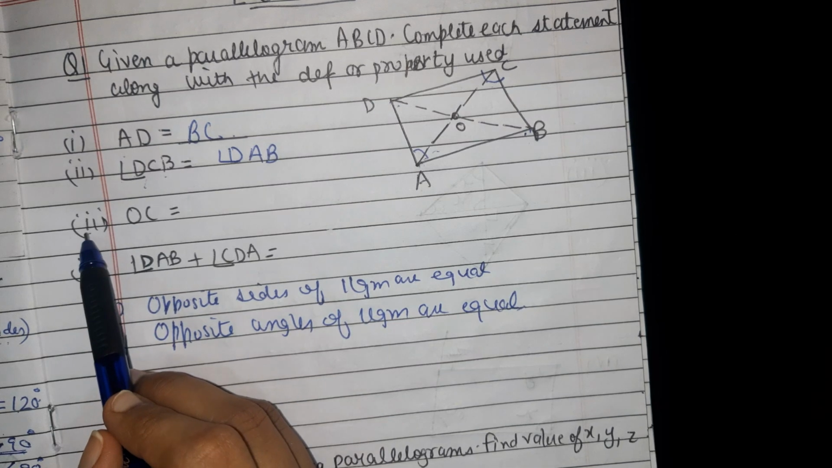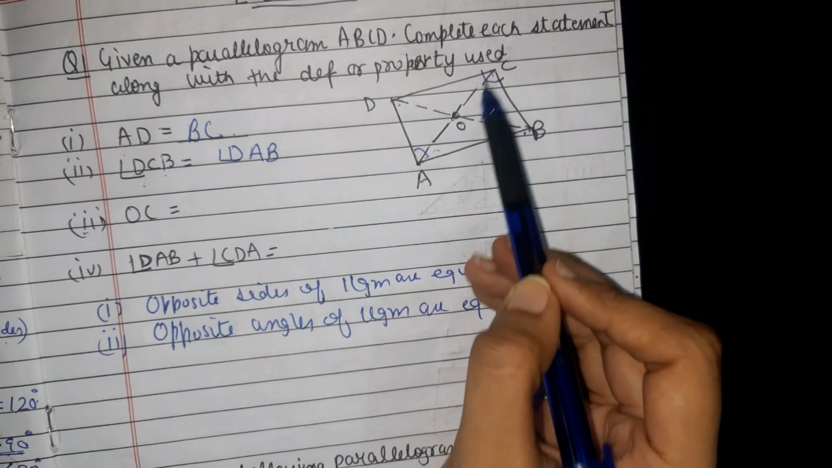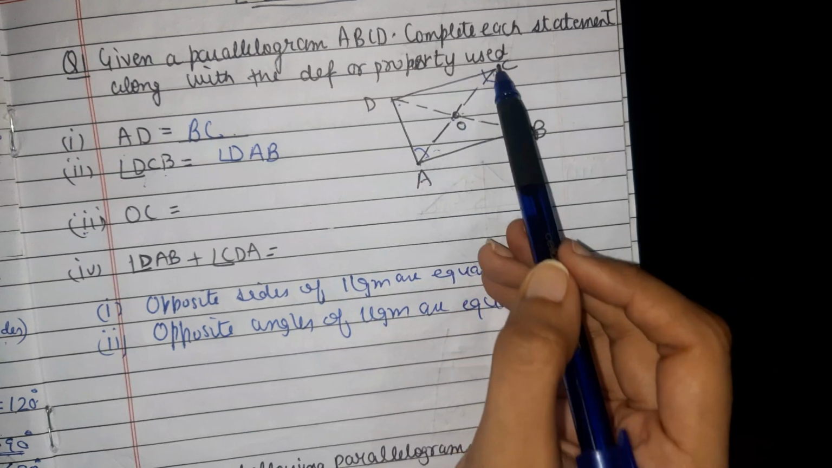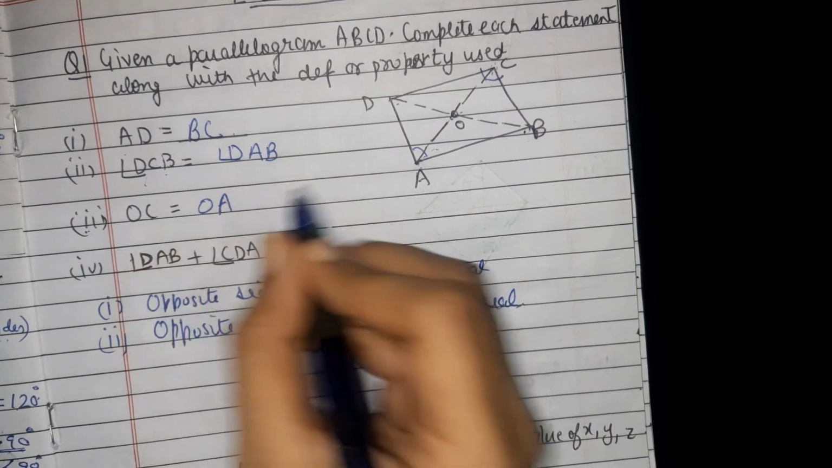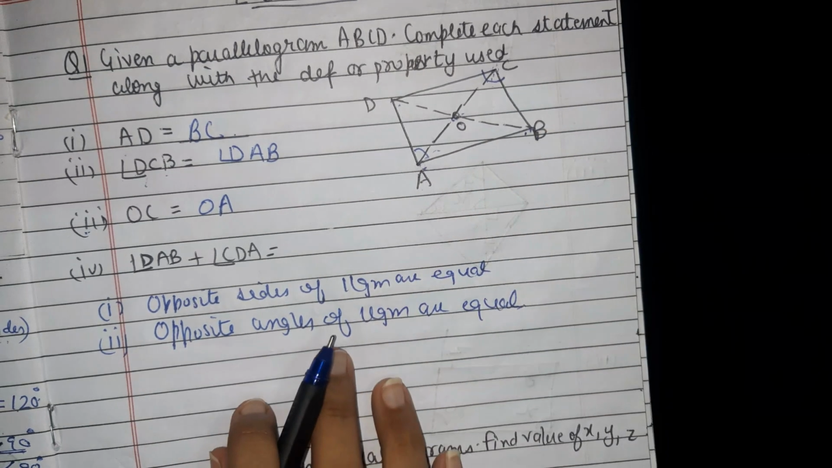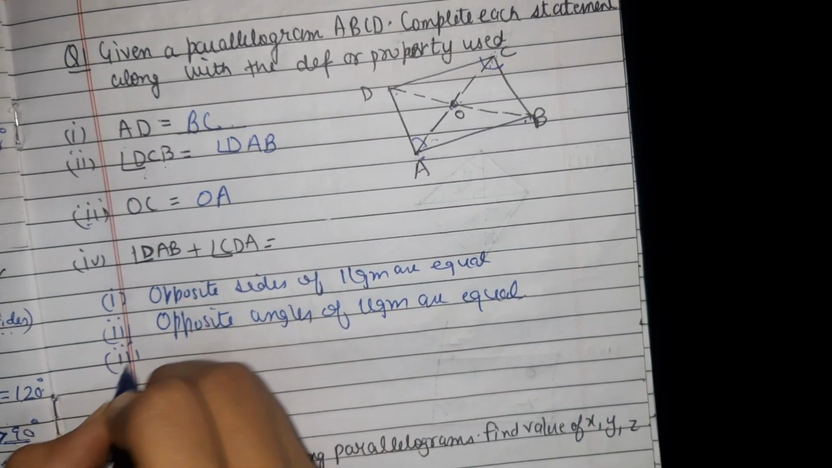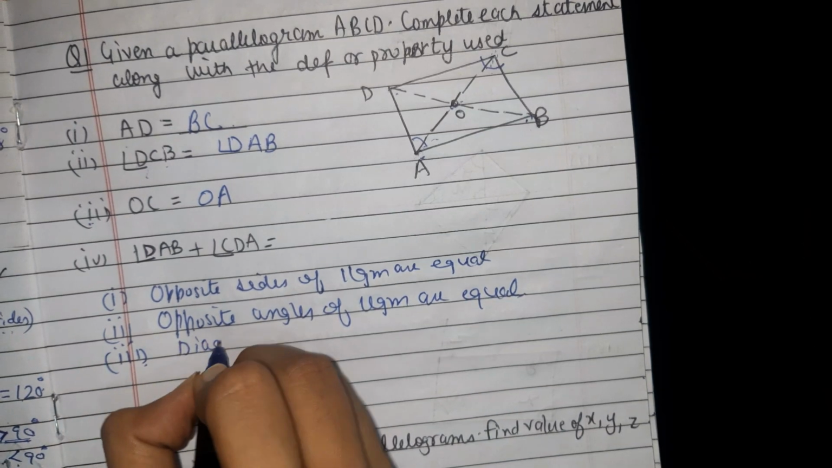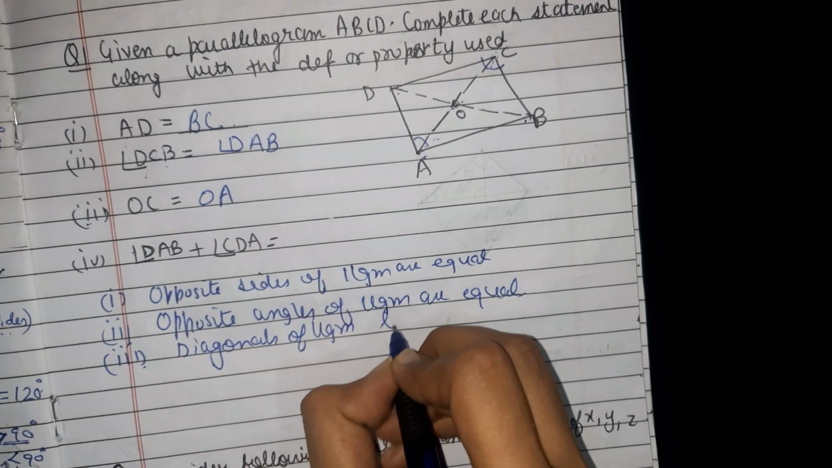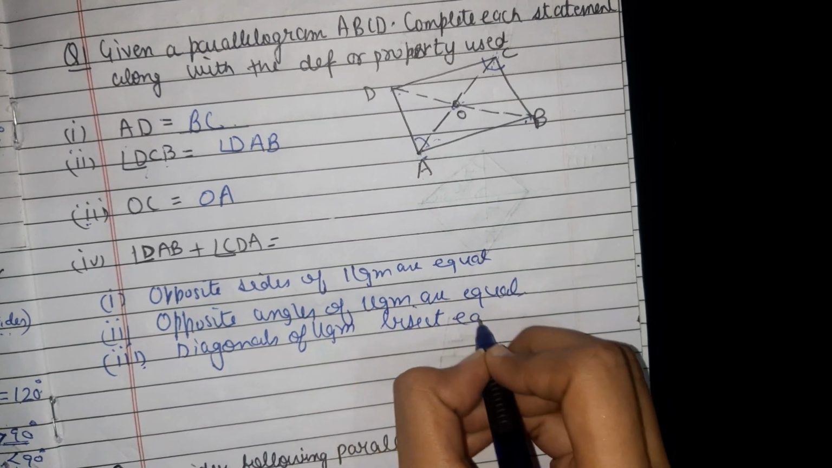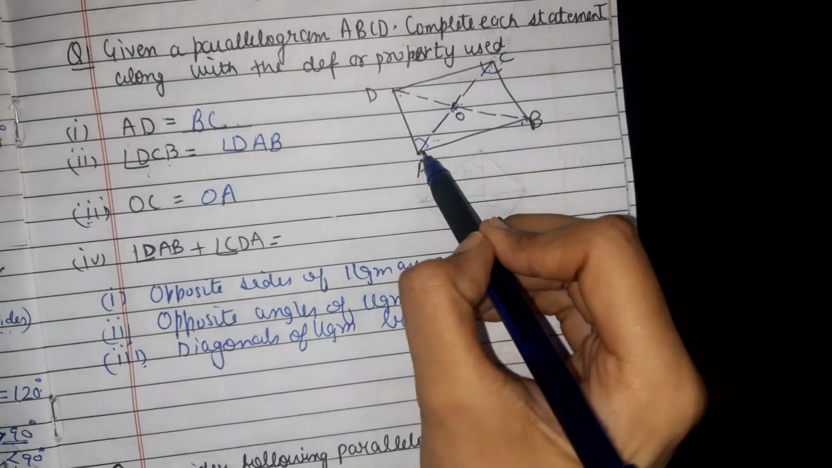Third part is OC. So what is OC? OC is half of the diagonal AC. So OC is equal to OA. Why? Because the diagonals of the parallelogram bisect each other. That is, OC is equal to OA.